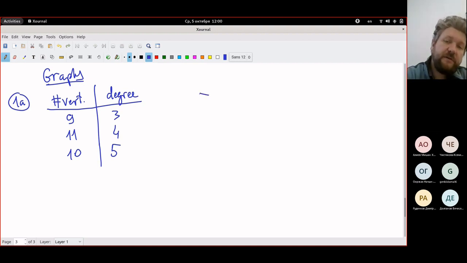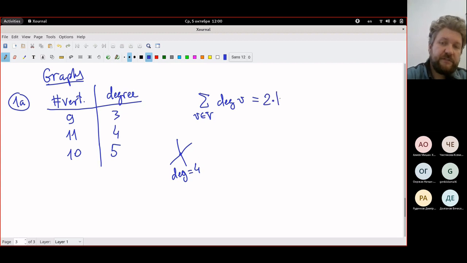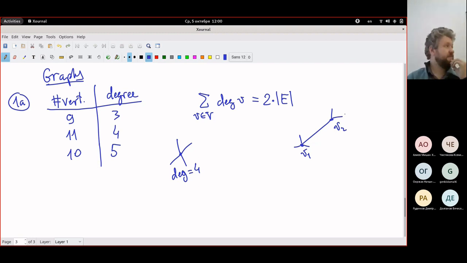Yeah, so the sum over all v in the vertices of the degrees of v. The degree of a vertex is the number of edges which come to it. So see, here say the degree is 4. The sum should be 2 multiplied by the number of edges. Why 2? Because each edge has two endpoints, v1 and v2, and it was counted twice, in the degree of v1 and in the degree of v2, right?